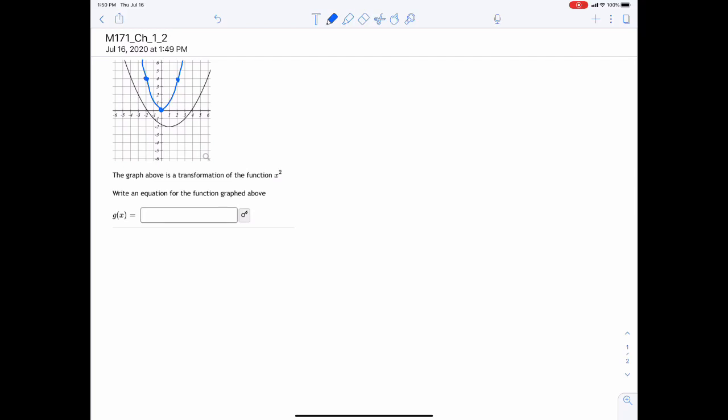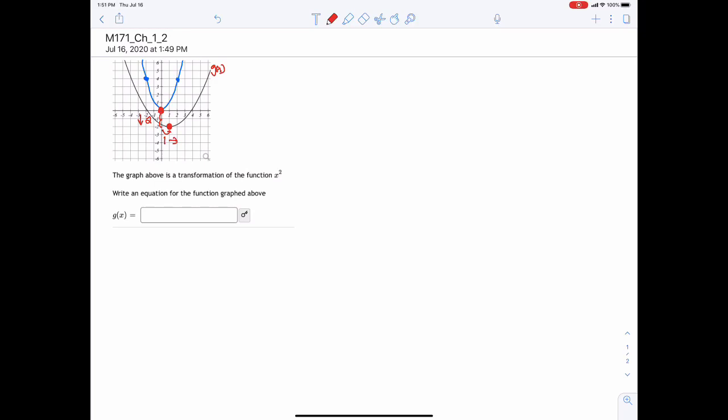And so if we just took the vertex here, we can see that this vertex in the blue graph versus the vertex on the new graph, which is g of x, went 2 units down and 1 unit to the right.